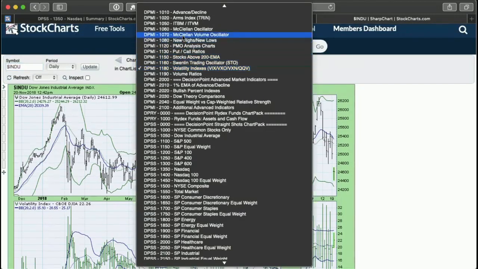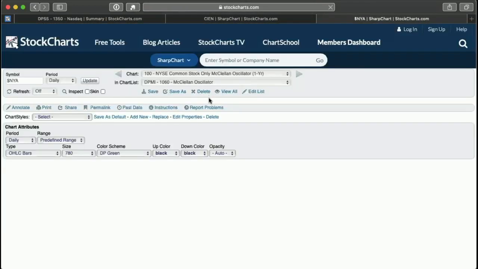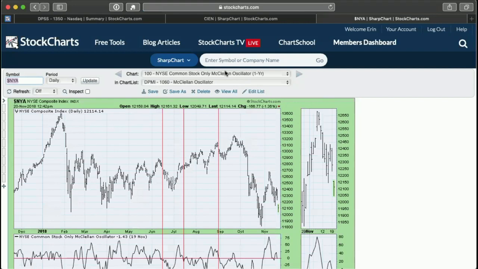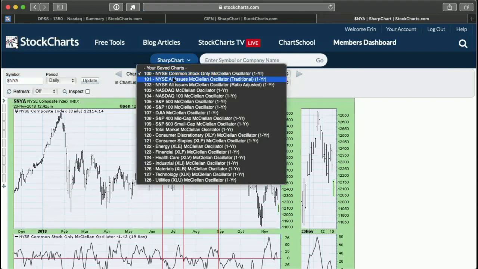All right, so let's look at a different one. I've been talking McClellan oscillator. Let's look at the McClellan oscillator chart list. We have the McClellan oscillator for the NYSE, all issues. We have it for the NASDAQ. You can see right here, all of these. Again, I apologize. We don't have it anymore for our sectors. We just don't have the time to track that in our cloud services. That was something we used to do, but we still do have it for all of these different indexes.